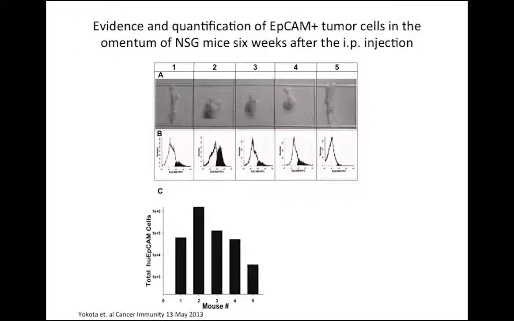And this just is showing you here that these are individual tumors from a mouse out of the omentum 6 weeks after they've been injected, and we can quantify and detect the actual numbers, the absolute numbers of these cells in individual mice that we show here.